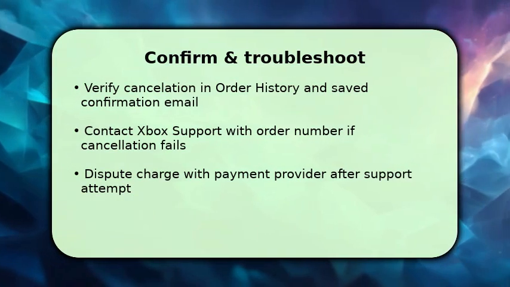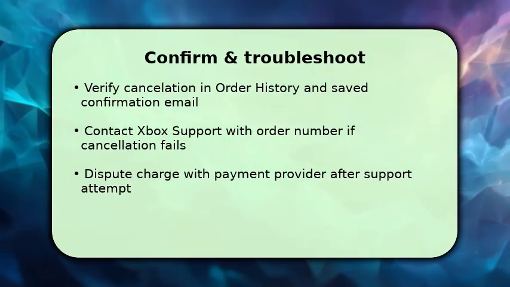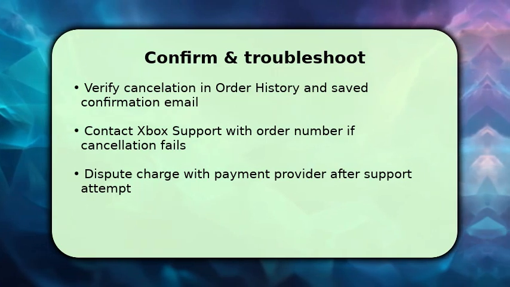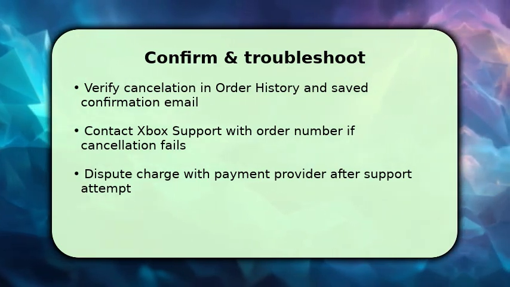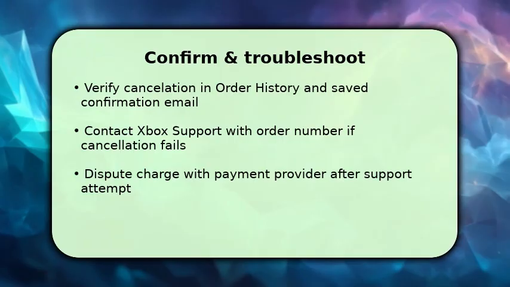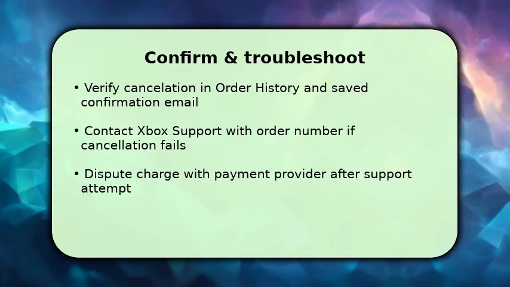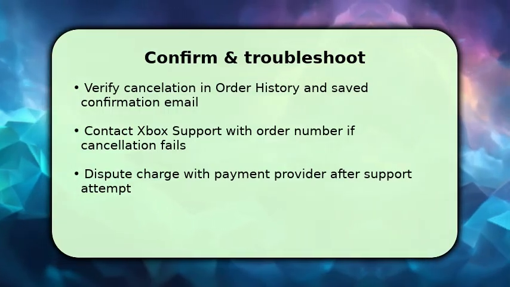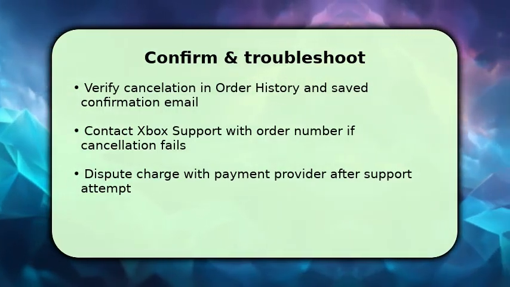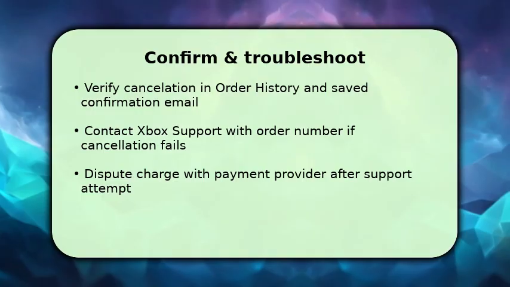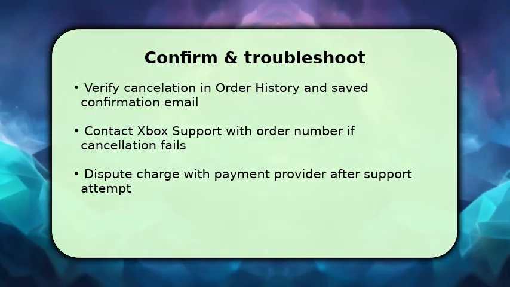Finish by verifying the canceled status in order history and saving the confirmation email. That proves the request. If the order still shows active or a charge appears, contact Xbox support with the order number and confirmation details and escalate politely until resolved. If support cannot reverse an already processed payment, make sure you document everything and then dispute the charge with your payment provider as a last resort to secure a refund.